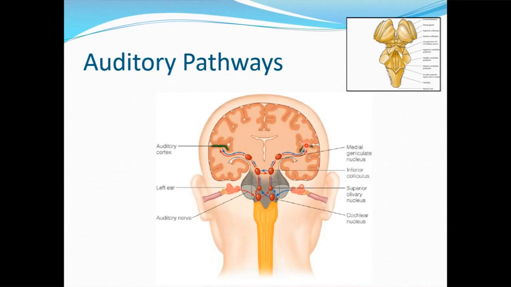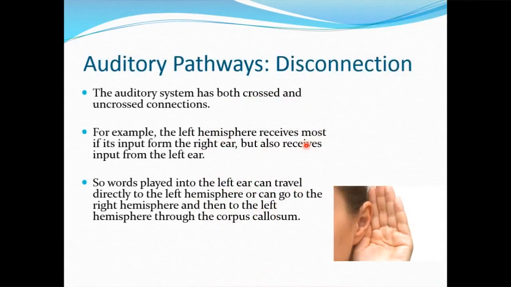Okay, so you can see immediately that when it comes to hearing, it is ipsilateral as well as contralateral. So the auditory system has both crossed and uncrossed connections. For example, the left hemisphere receives most of its inputs from the right ear, but also receives input from the left ear. So words played into the left ear can travel directly to the left hemisphere, or can go to the right hemisphere and then to the left hemisphere through the corpus callosum. Okay.